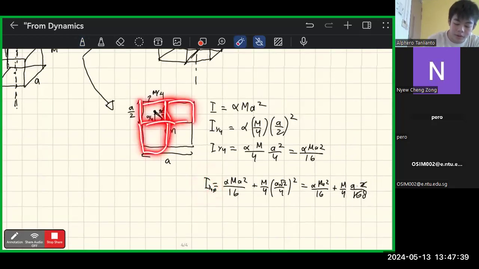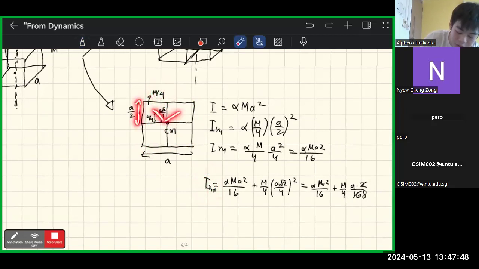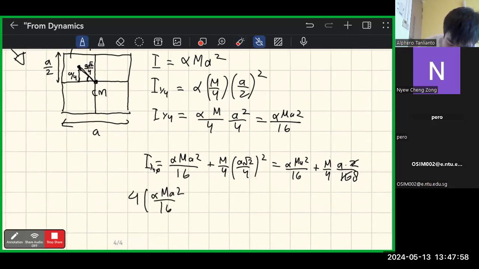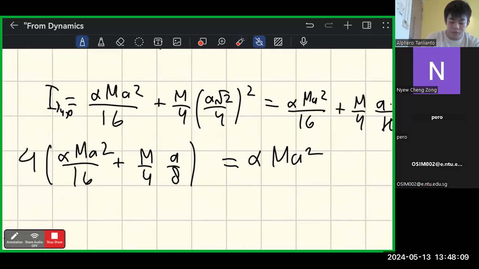And then if we multiply this moment of inertia by 4, because we have 4 smaller rectangles here, and they all have the same mass m over 4, the side a over 2, and the distance is also the same, right? So if we multiply that by 4 of alpha m a squared over 16 added by m over 4 a squared over 8, it has to be equal to alpha m a squared, right? Oh, it's squared.